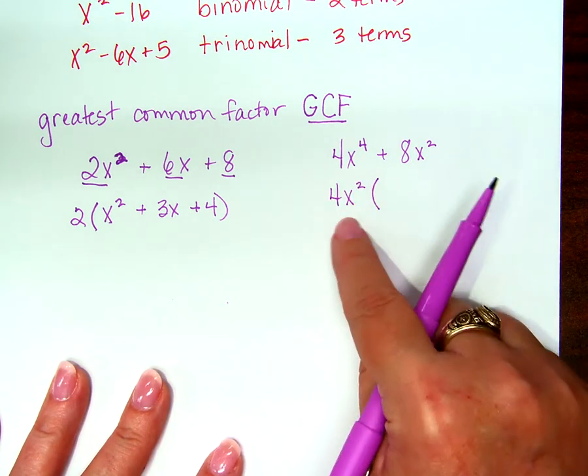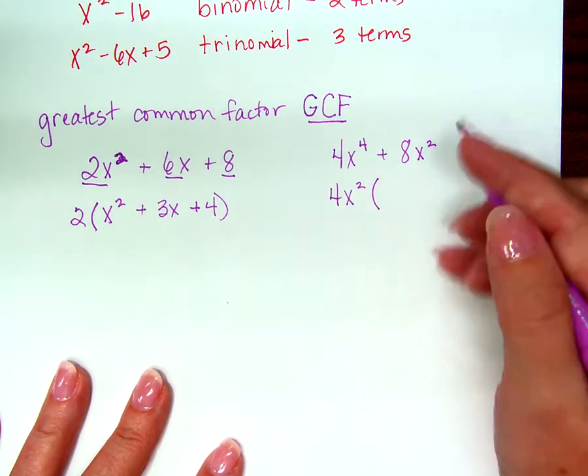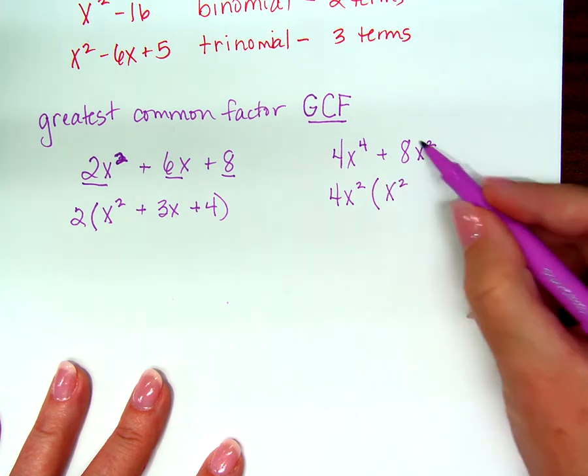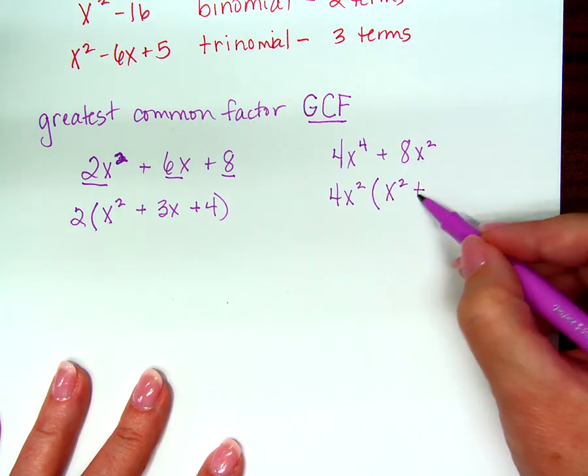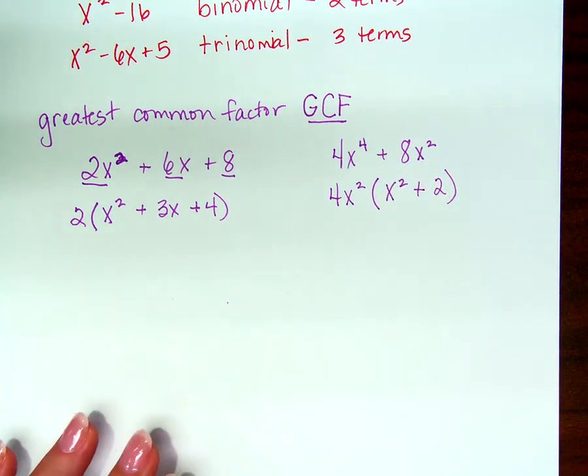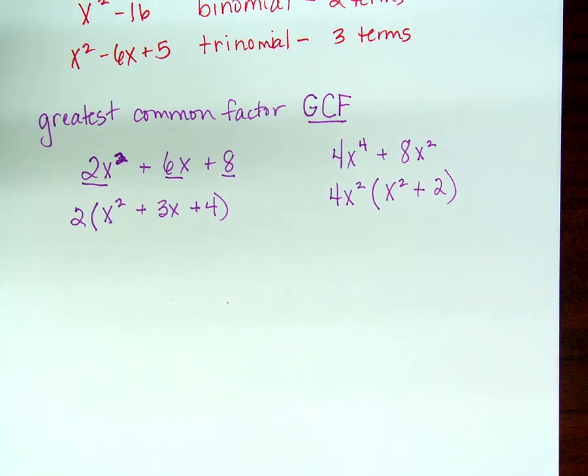From this first term, if I divide a 4x squared, what's left? X squared. And what's left from this term? Plus 2. Done. Any questions? Okay.